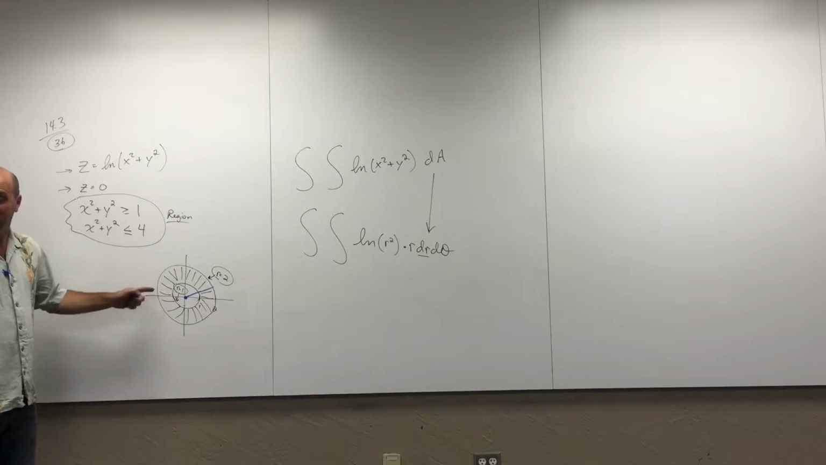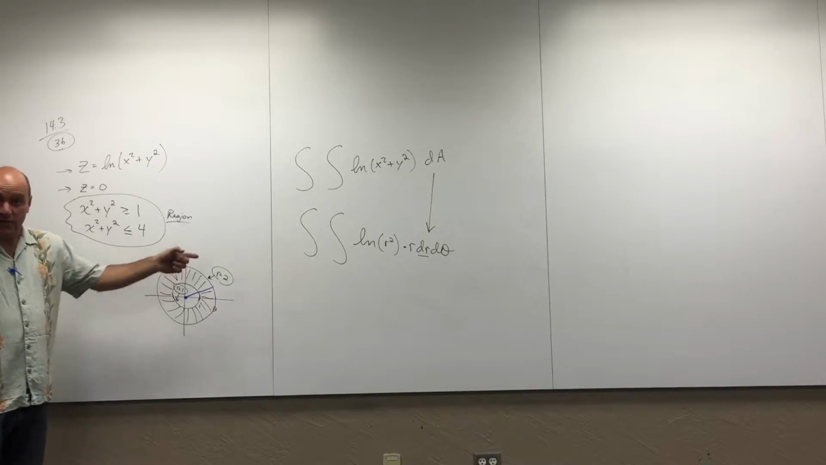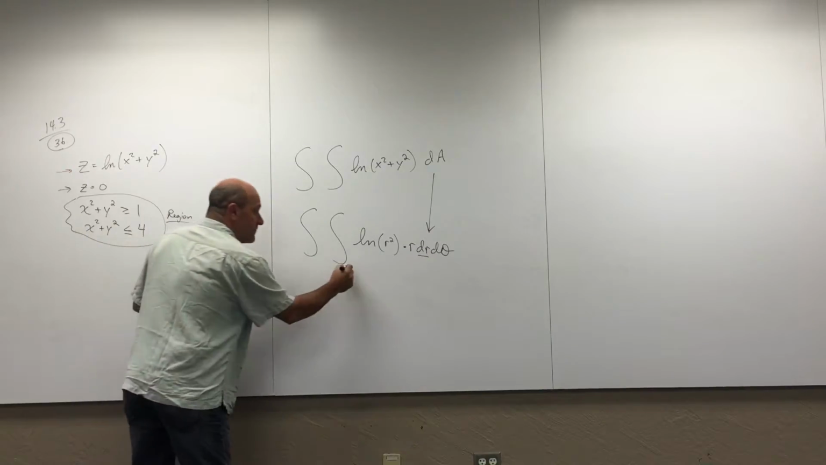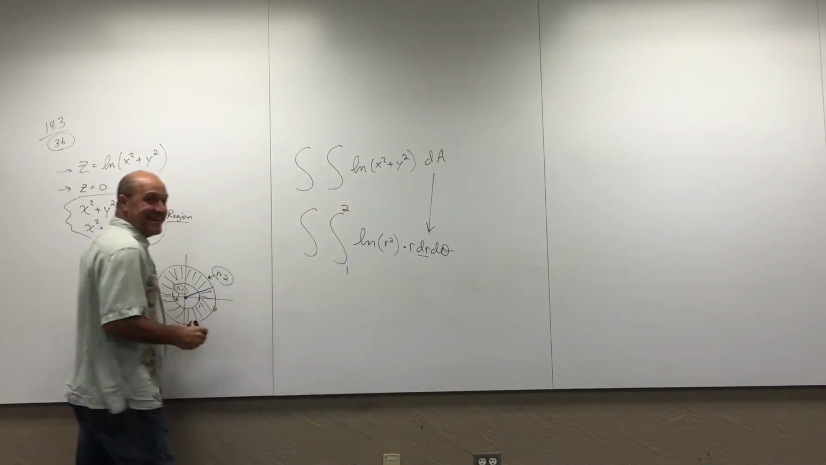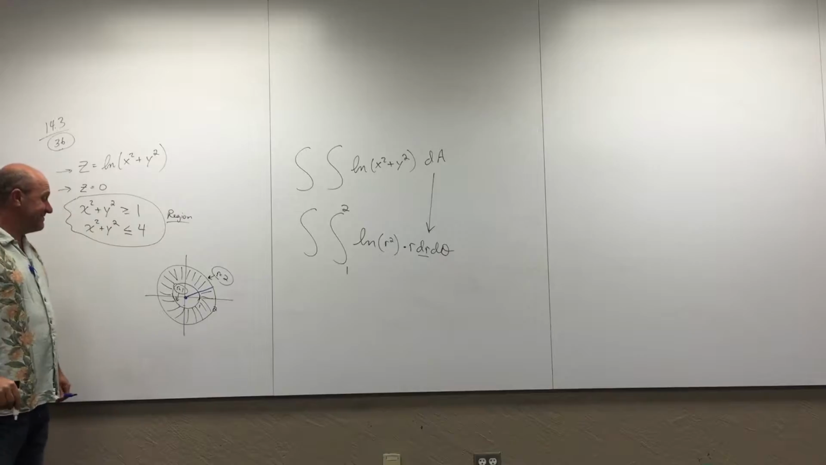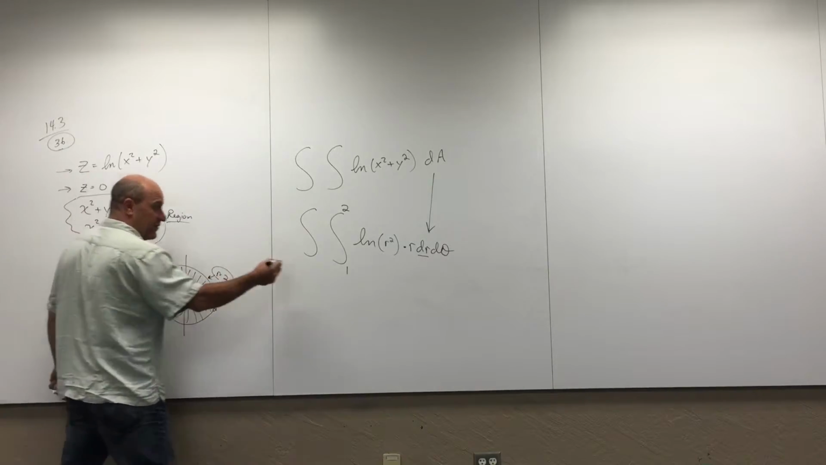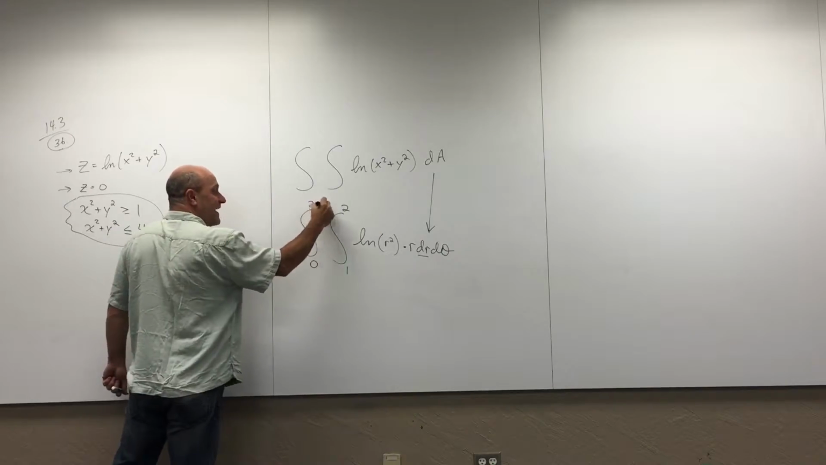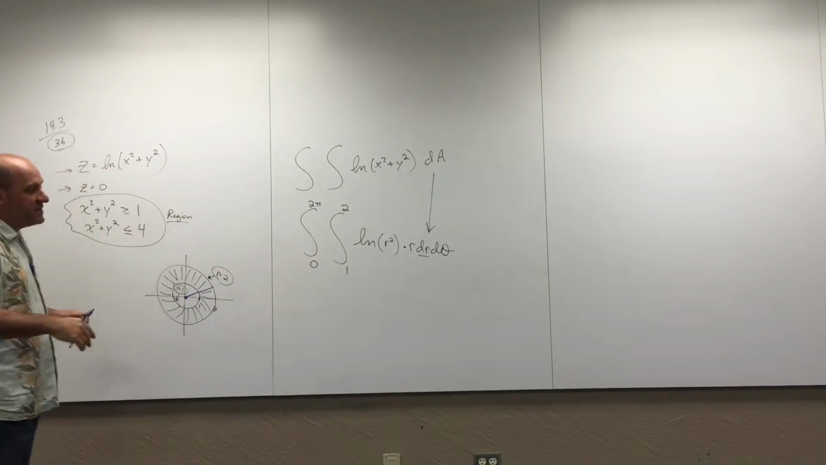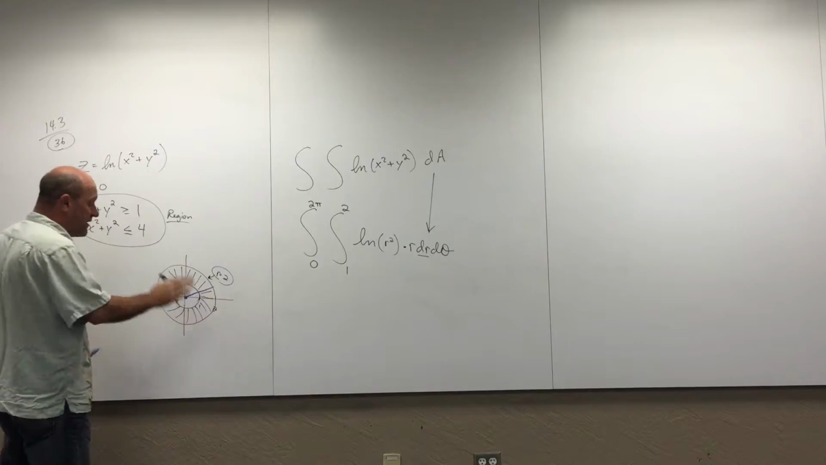Yep. You don't want 0 to 1. You want 1 to 2. So you integrate from 1 to 2. And theta? 0 to 2 pi. Theta goes all the way around, 0 to 2 pi. And that's awesome. And you've set up this integral to find the volume of some solid.